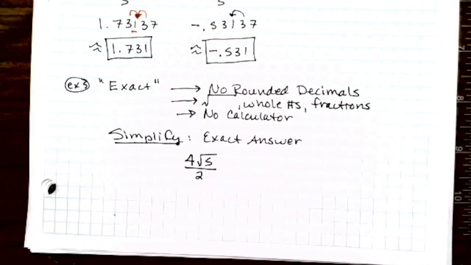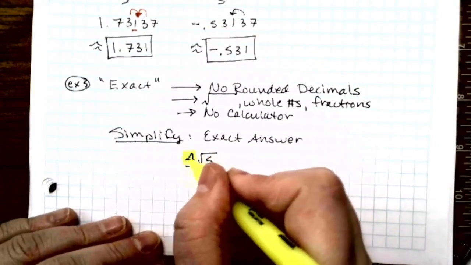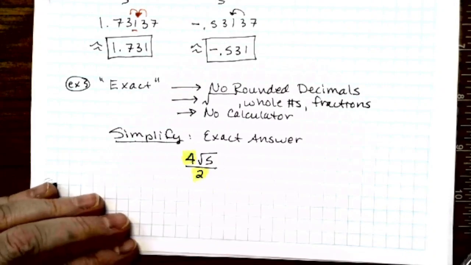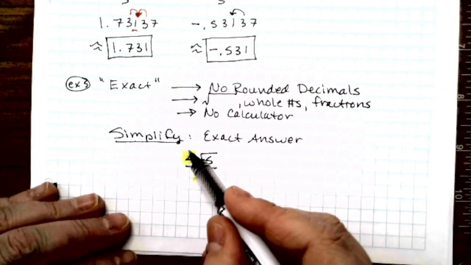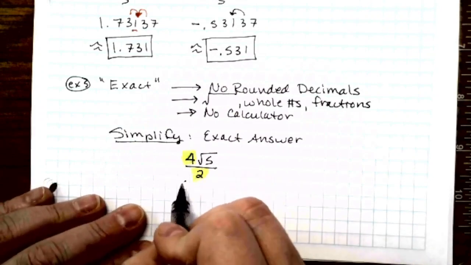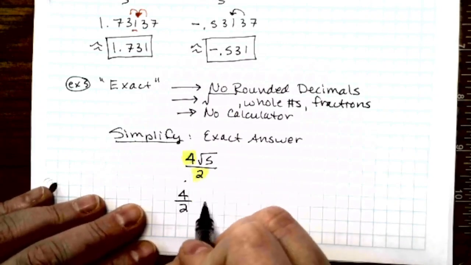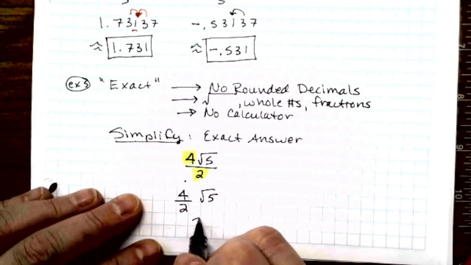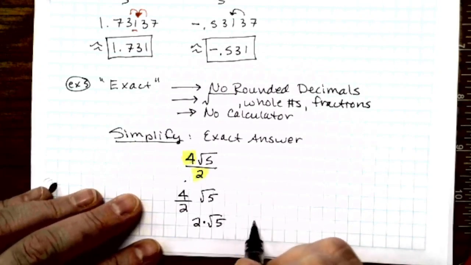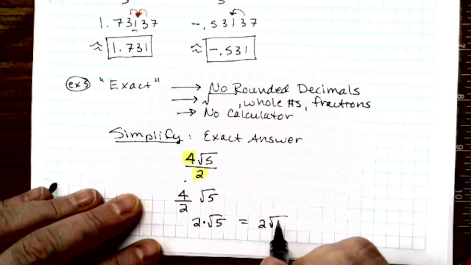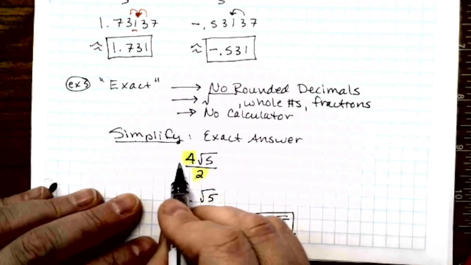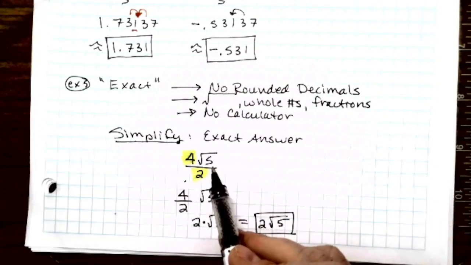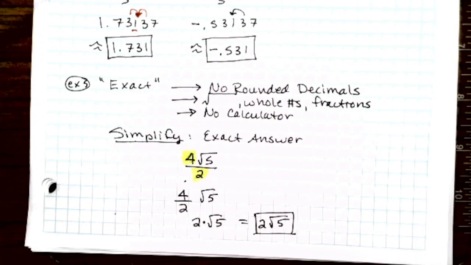So to simplify this answer, you have a 4 out front and a 2 out on the bottom. You can only cancel outside numbers with outside numbers. So this is a little bit like 4 halves radical 5. 4 divided by 2 is 2. And 2 times radical 5 is 2 radical 5. So outside number and outside number are the ones you can simplify. You cannot do anything with the 5 and the 2.